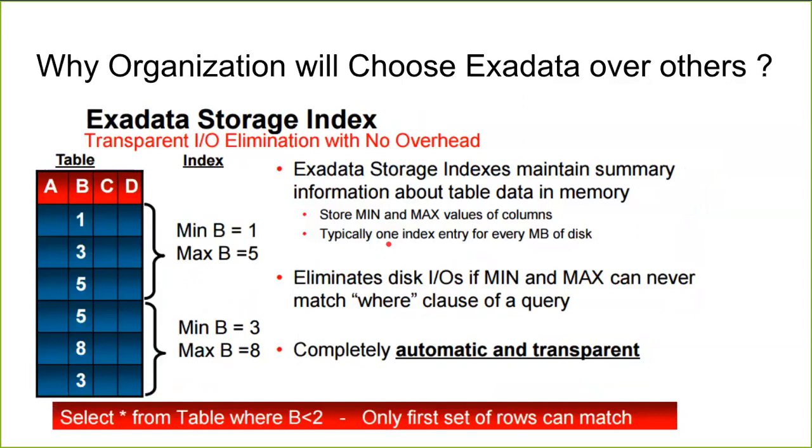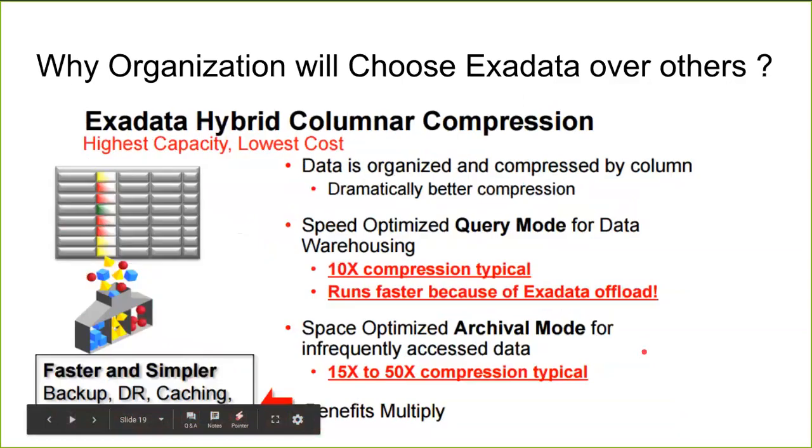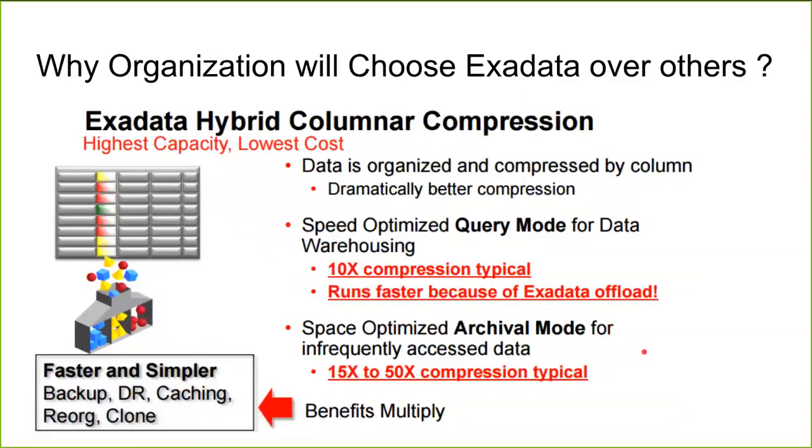In the traditional world, the Oracle database server is supposed to process 100 blocks of data and then get only the data it needs. But in Exadata, the storage server is going to do some work and then give only those blocks which are required for the database engine. And the advantage of using storage indexes is that it is completely automatic and transparent. And we'll talk about hybrid columnar compression, how this happens.